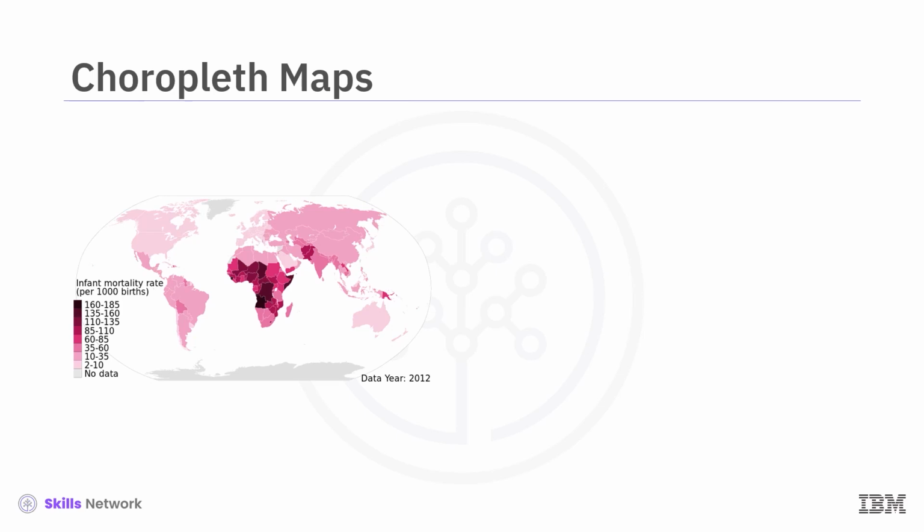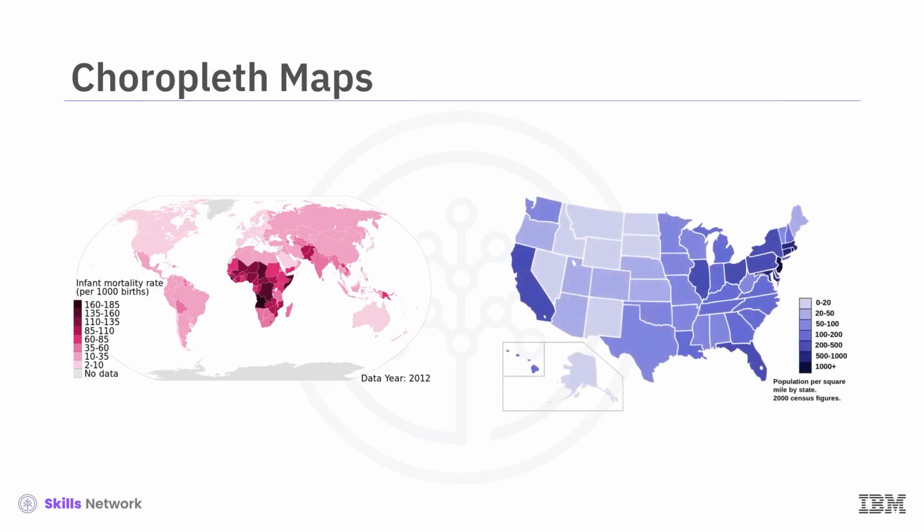According to the map, African countries have very high infant mortality rates, with some reporting a rate higher than 160 per 1,000 births. Similarly, the map on the right is a Choropleth map of the U.S., showing population per square mile by state. Again, the darker the color, the higher the population.